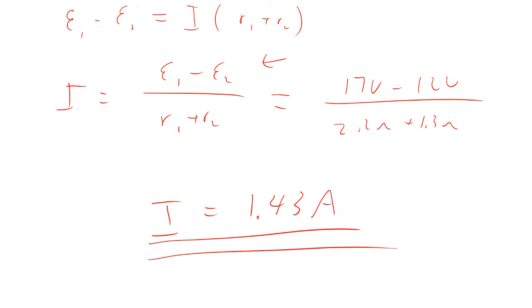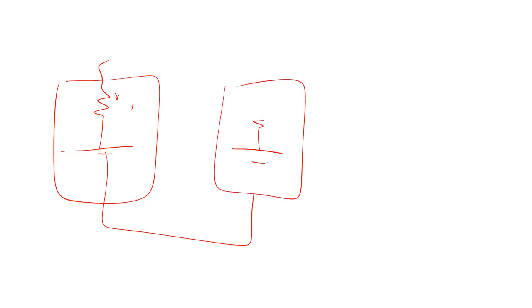So now we have the current. Now, what about power dissipated? There's power dissipated in each of the little internal resistors. So we have internal resistance R1, and we have internal resistance R2. So there's power dissipated in each one. So power dissipated.